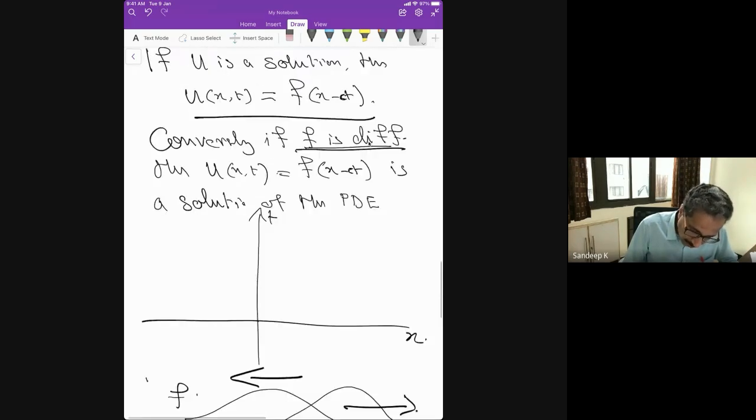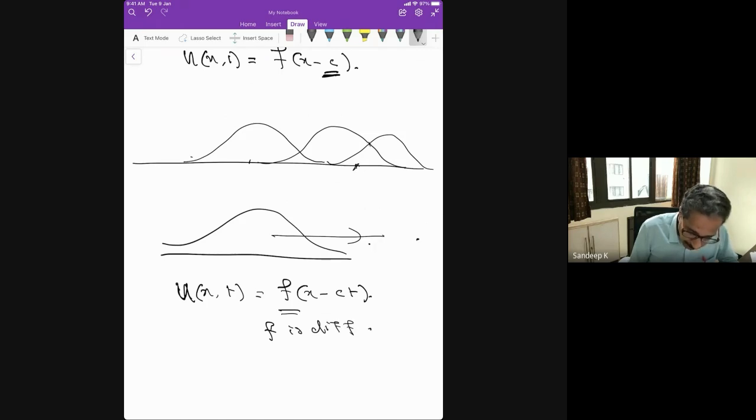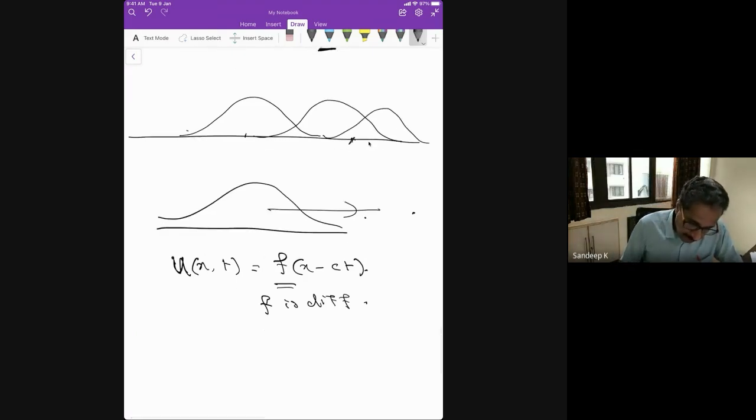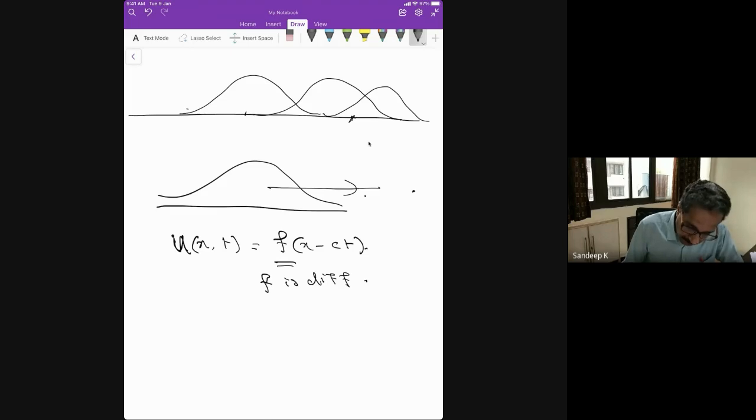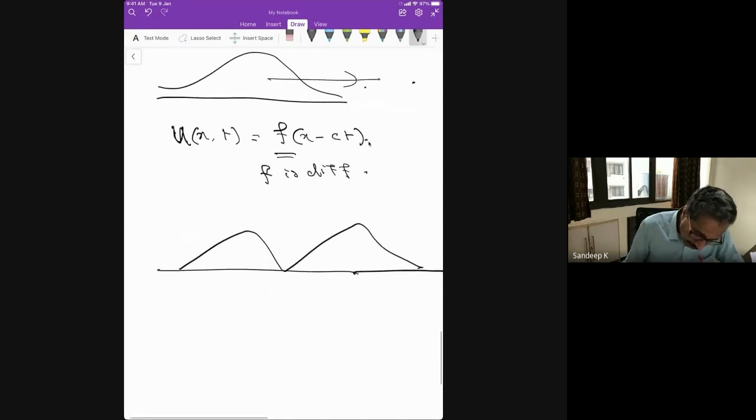Now, what is the solution we have? The solution we have is u(x,t) equal to f of x minus ct. And if f is differentiable, then u is a solution of this equation in the classical sense. But when you look at it from a physical or geometrical point of view, even if f is not differentiable, this transport phenomenon still makes sense. For example, suppose my f is something like this, with a sharp edge. Still, this profile can travel.